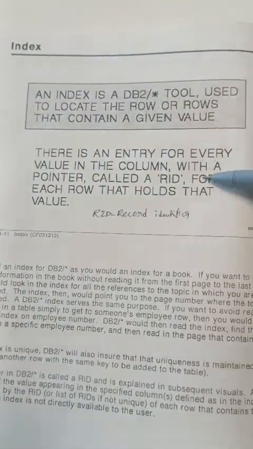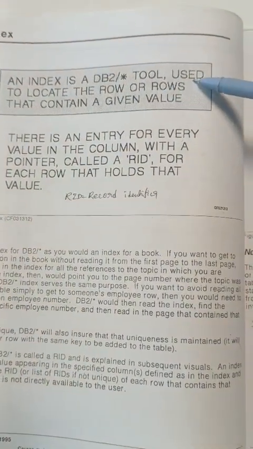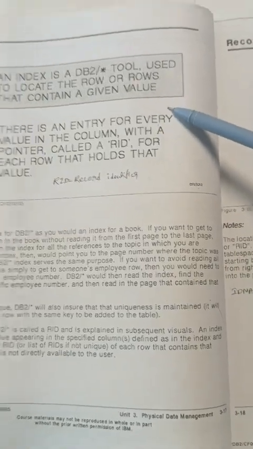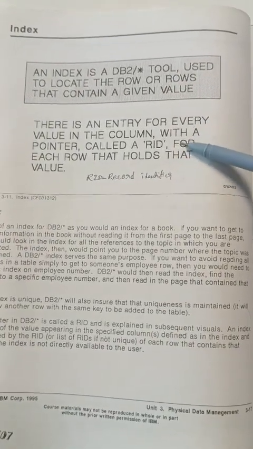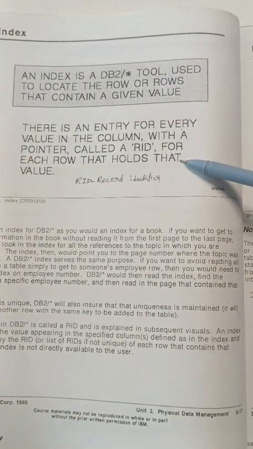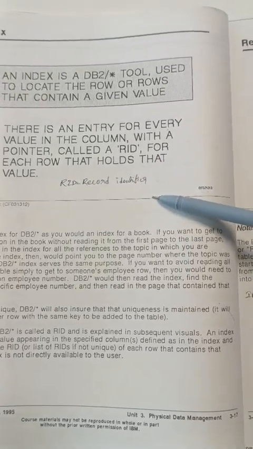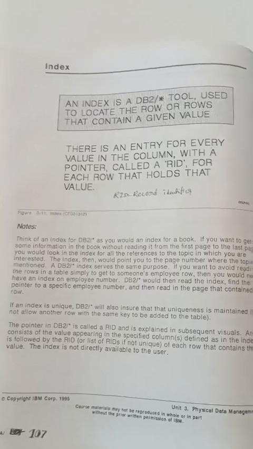And this is an index. What is an index? An index is a DB2 family tool used to locate a row or rows that contain the given value. There is an entry for every value in the column, with a pointer called a row identifier for each row that holds the value. That is called an index.